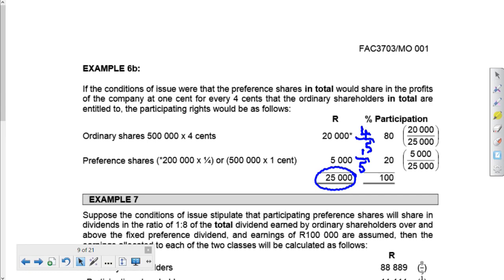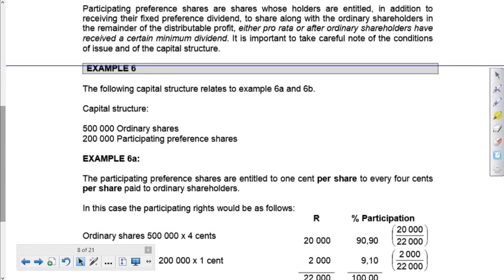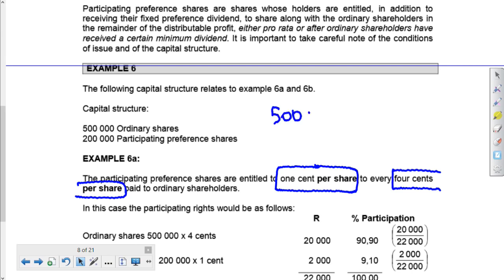Okay. However, if we go back to 6a, if they say to you that the participating pref shareholders are entitled to 1 cent per share for every 4 cents per share, then it's a completely different story, isn't it? Because then we have to look at the number of shares. Do you agree? And if we look at the number of shares, here they are. It means that when they get 4 cents, yeah, they get 1 cent.